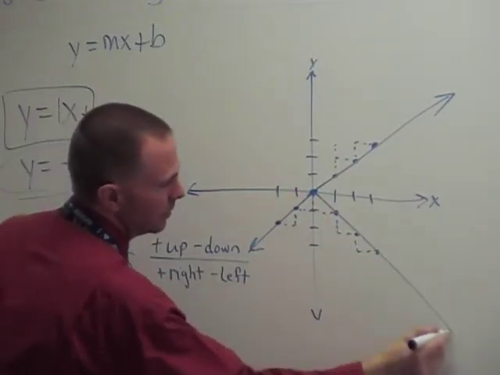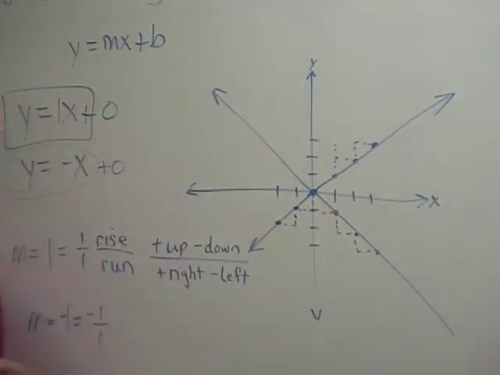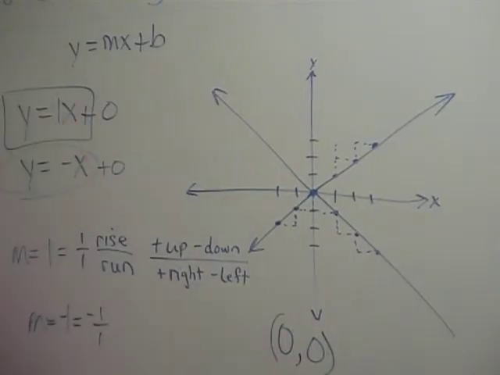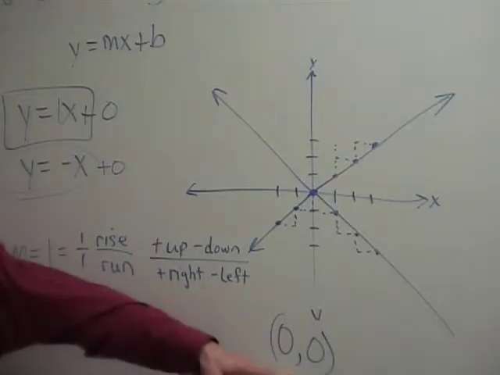Where do they cross? At 0, 0. So the actual answer is going to be 0, 0. This is the answer.